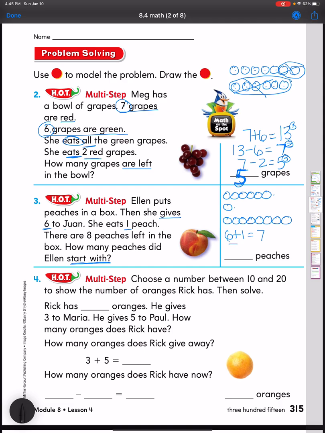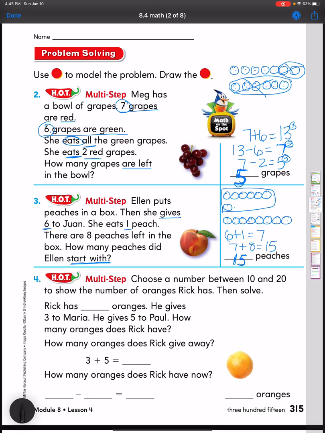So I'm going to take the 7 and add it to that 8. So I would say 7, 8, 9, 10, 11, 12, 13, 14, 15. She started out with 15 peaches.